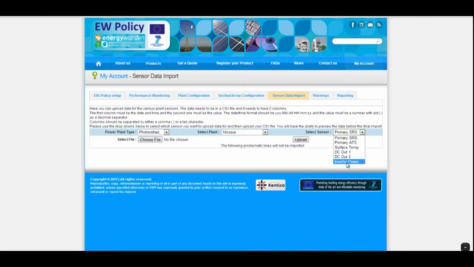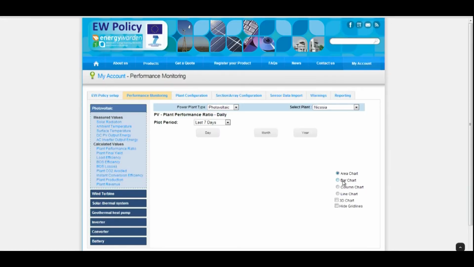It should be pointed out that the Energy Warden Policy Module can plot a wide range of different charts, for example, area charts, bar charts, column charts, line charts, and 3D charts. Moreover, it can plot results for 3 different pre-selected periods: the 7, the 30, and the 365 days. Also, there is the option of showing all the available data by selecting the option All Available Data. Finally, a specified period of time can be manually selected using the option Data Range.